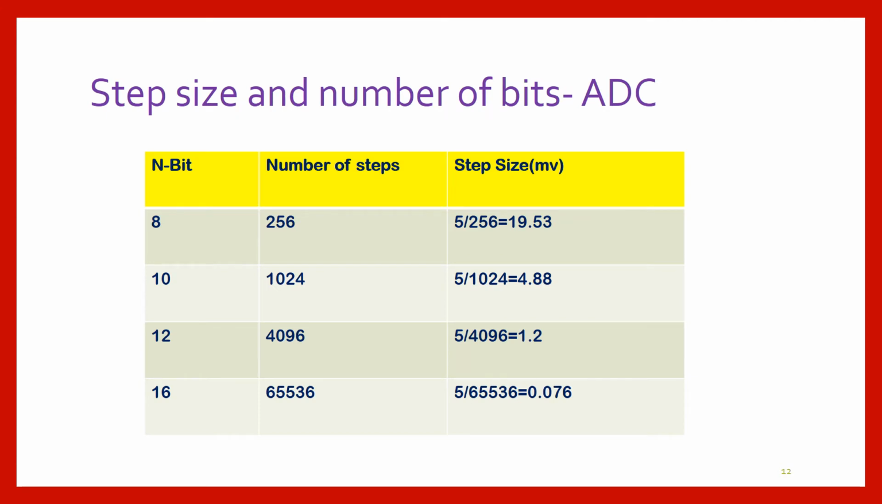Now step size, as I already mentioned, comes from the number of steps. For an N bit ADC, here the number of steps is 256, and the step size with a 5 volt specification is 5 divided by 256, 19.53 millivolt. For N bit ADC, say N is 10. There are 8 bit ADCs, 10 bit ADCs, 12 bit ADCs, 16 bit ADCs: better resolution, better accuracy. So we have N bit ADCs, different chips available from various manufacturers, and accordingly the step size also varies.